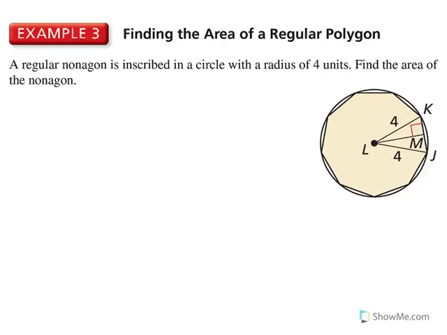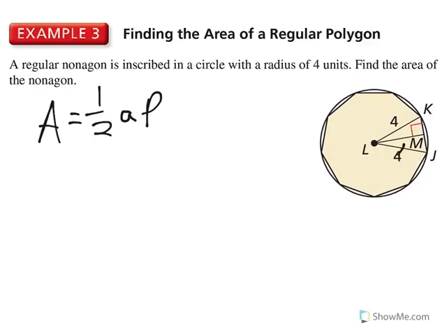As we look at example 3, we have a regular nonagon inscribed in a circle with a radius of 4. A nonagon is 9 sides, or you could have counted them. We need to find the area. So area is equal to 1/2 the apothem times the perimeter. But in order to find the perimeter, we need to know what that side length is, and right now we're not given it in the picture.